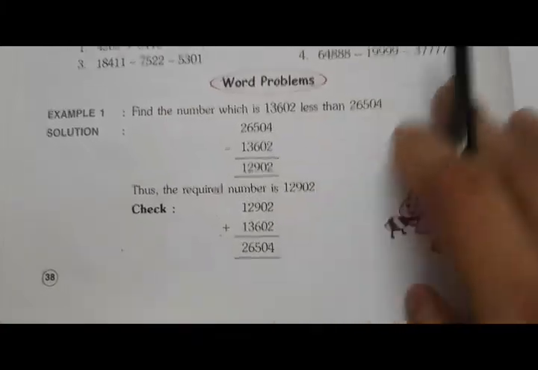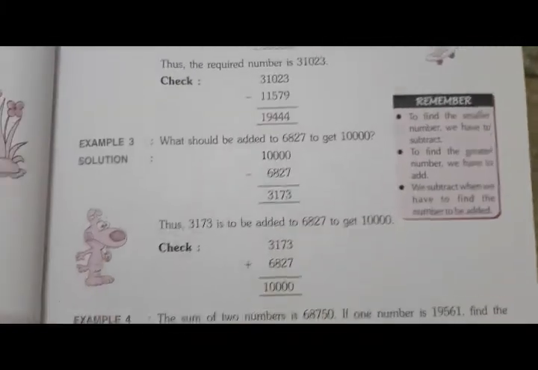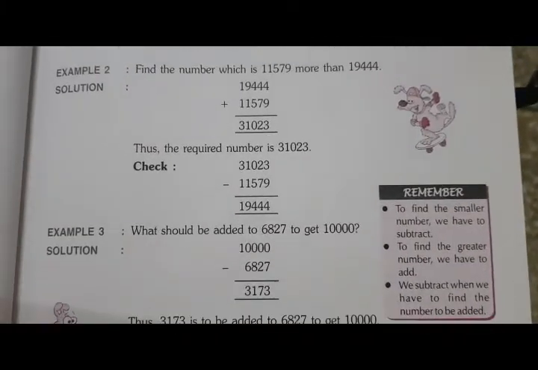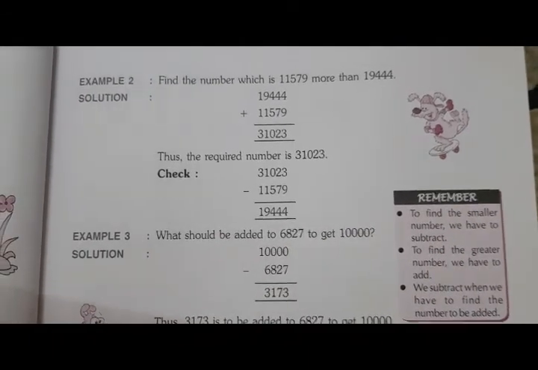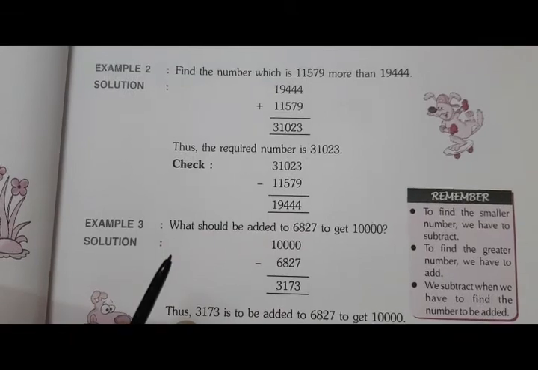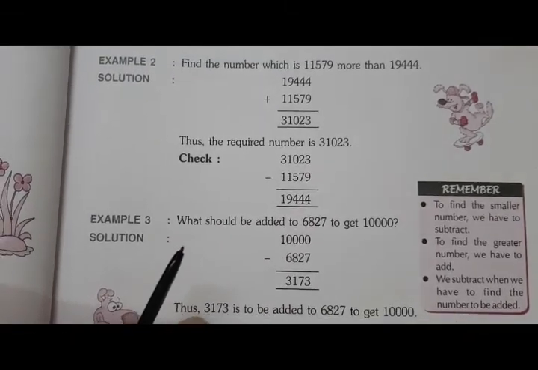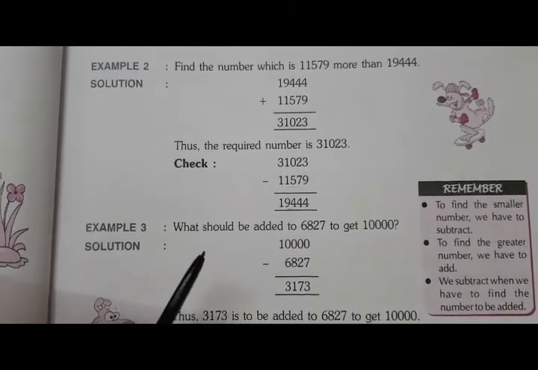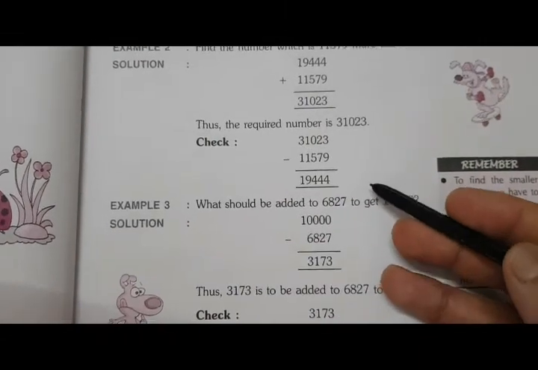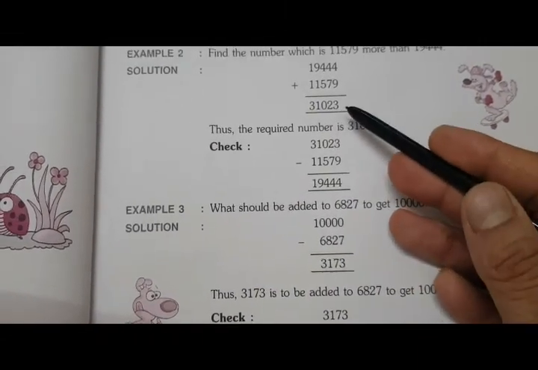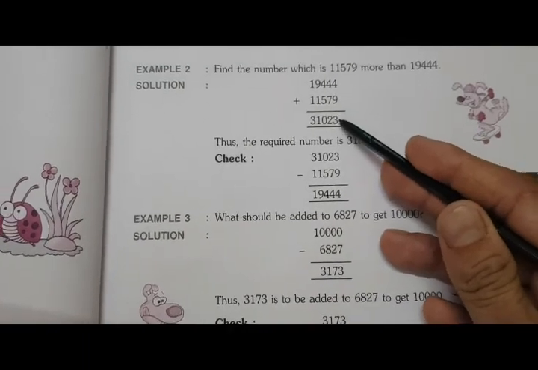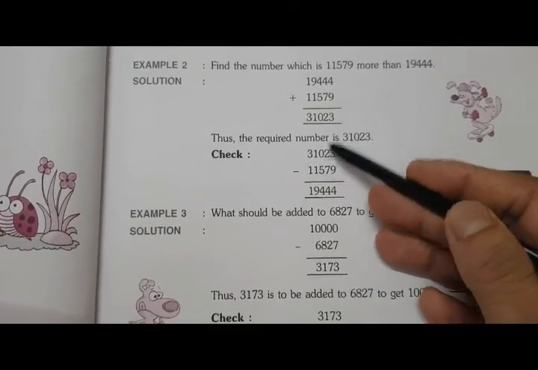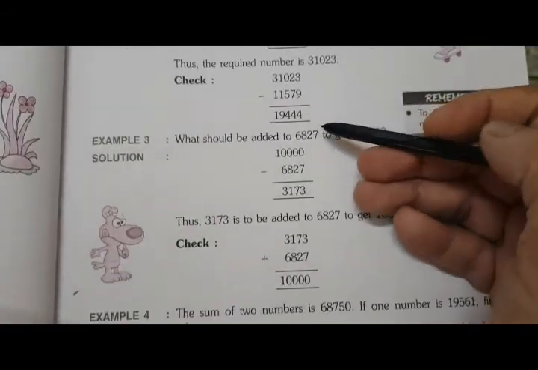Okay, so example 2: find the number which is 11,579 more than. From more than, you easily understand that more means add, so you have to add here. And the opposite of addition, how do you check? It's subtraction. Whatever answer you get, you subtract this from this. You remember MSD, Mahendra Singh Dhoni, so you will get this answer.